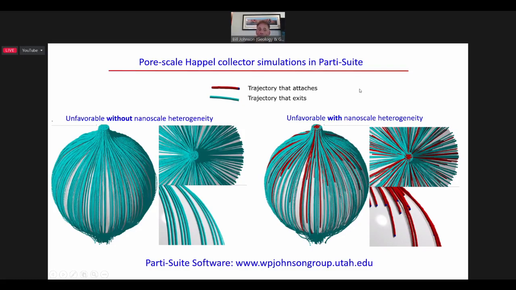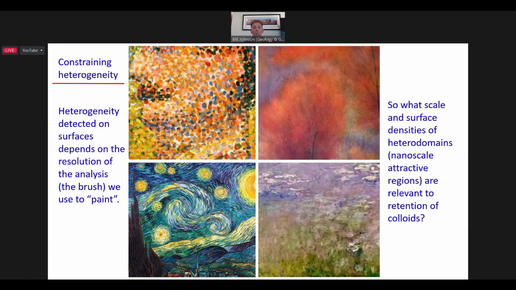So we have to figure out what size even corresponds to reality. What are the characteristics of nanoscale heterogeneity that represent the surfaces that we're working with? And so the problem we run into is that whatever technique you use, spectroscopic or spectrometric, you will detect heterogeneity. That's just the way analyses are. The question is, what scale and surface coverage of heterogeneity that you detect is even relevant to your colloid transport? And so I like to say that what you detect depends on the resolution of the analysis, or the brush that we use to paint the surface.